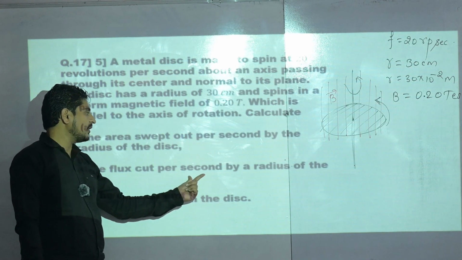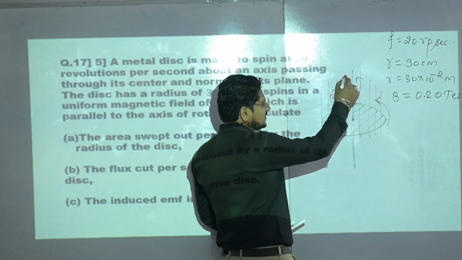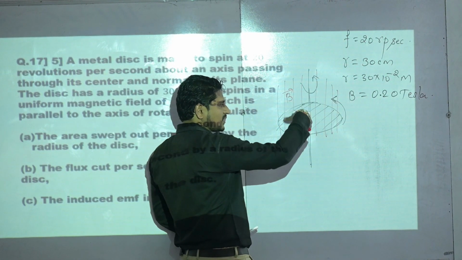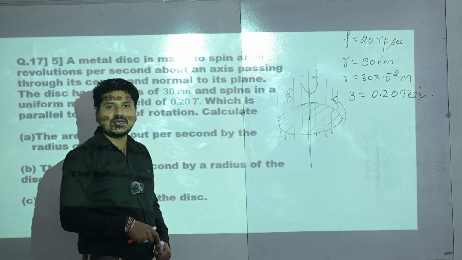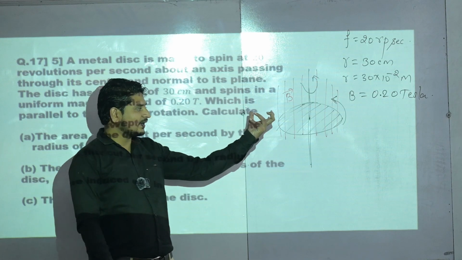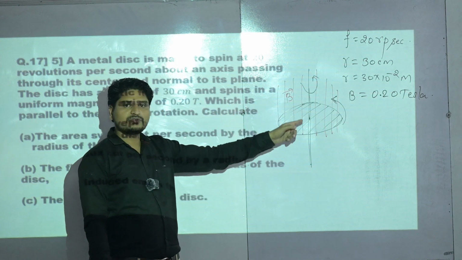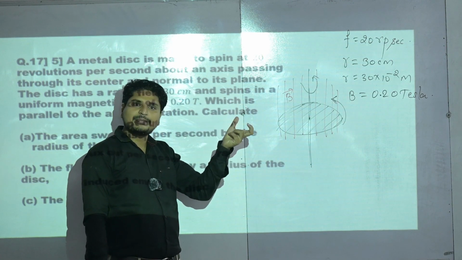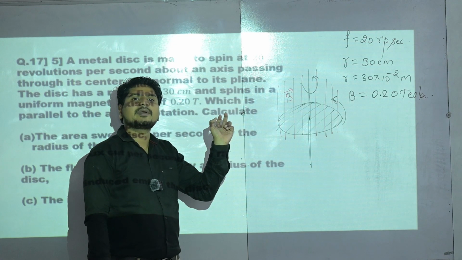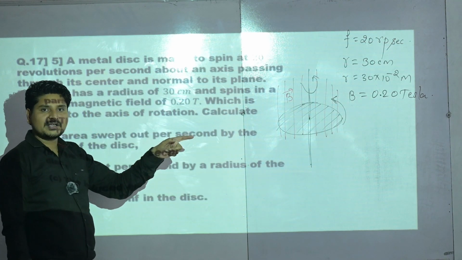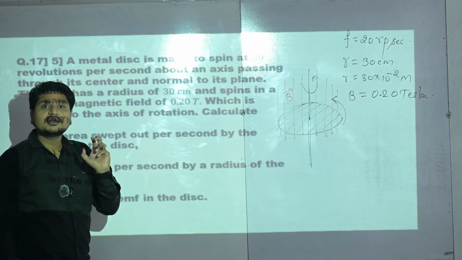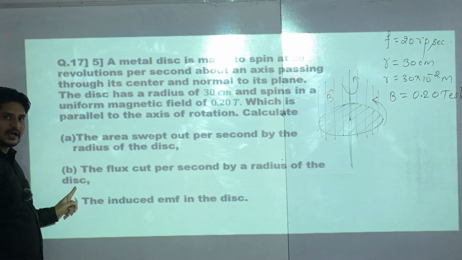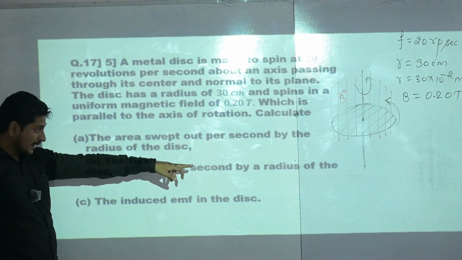Flux cut per second. The meaning of flux: there are these magnetic lines of force, and when it spins, these magnetic lines of force are cut by the spinning metallic disc. जब ये मेटालिक डिस्क कंटिन्यूअस स्पिन होते रहेगी, so there are magnetic lines of force and there is continuous cutting of magnetic lines of force, and when there is cutting of magnetic lines of force it is considered as magnetic flux. So that is a uniform magnetic field. When it is cut, it is converted into a change in the magnetic flux. So the flux cut per second by the radius of this disc. Again we have to calculate the magnetic flux by the radius of the disc.